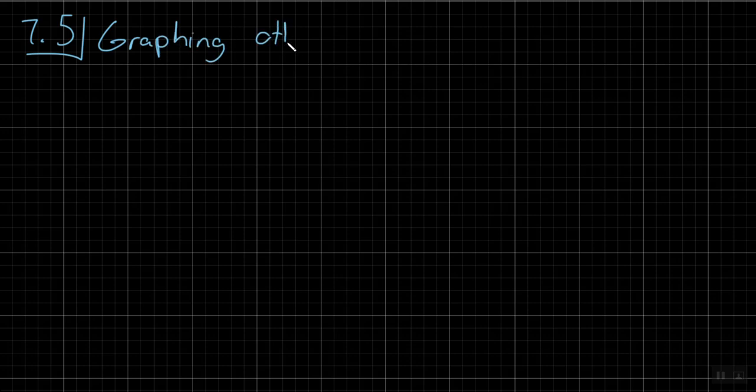Okay, we have done sine and cosine. We're not done yet. This is 7.5. We're skipping 7.4. We're not talking about it, because you do it in Trig, and it's not entirely important right now. Graphing other trig functions.